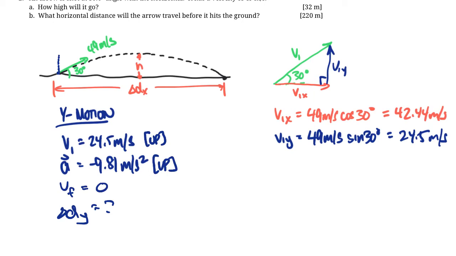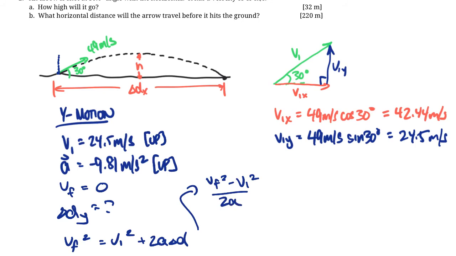So which equation is this? Oh, we can use this one. The one that is VF squared equals VI squared plus 2A delta D. Right? We can use that one, and we're solving for delta D. So to rearrange this, it's going to be VF squared minus VI squared all over 2A is equal to delta D.